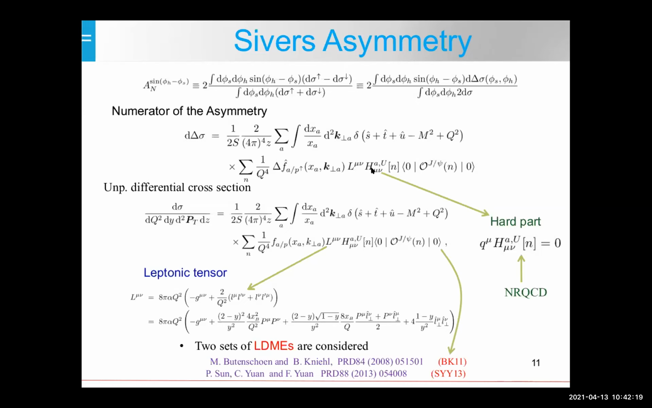The hard part, which is denoted with H^U, is calculated by using the NRQCD framework. The last piece of information that we need in this equation is the long distance matrix element. There are different LDME sets available in the literature, which impose different kinematic cuts to extract those LDMEs. However, we consider 2 sets, which we call the BK11 as well as the SY13 LDME set, in order to explain the low PT data that we are interested in.